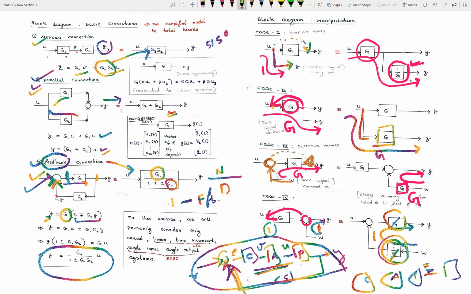Okay, so these are some basic things about the block diagram reduction technique. These are the basic connections and these are the manipulations. Next I will discuss linear versus non-linear systems.